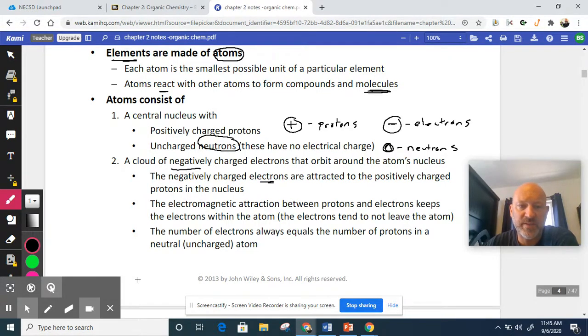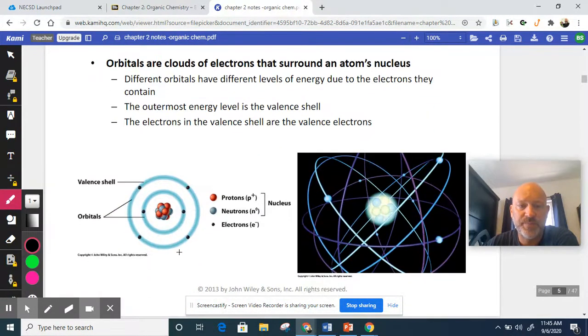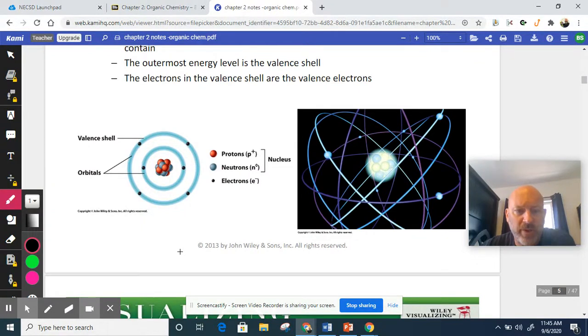So if we look at this as an image, right? Here's our nucleus. The nucleus of an atom is right here. All the subatomic particles that are found in the middle. And what do we find in here? Well, we find the positively charged protons, and we find the neutrons that don't have any charge.